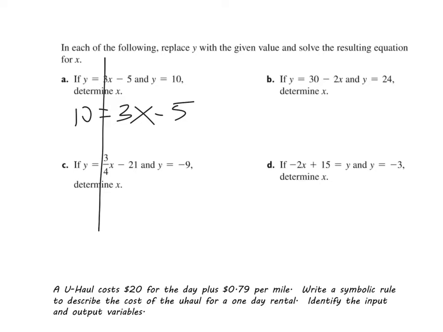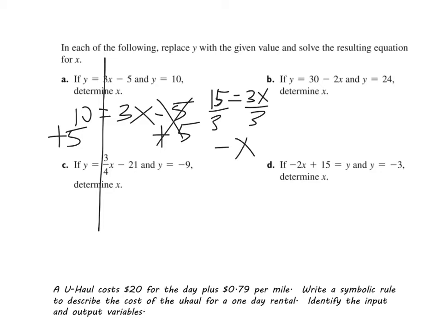So I'm going to start off by canceling out my -5 by adding 5 to both sides. 10 and 5 are like terms, so I can combine those to get 15. 15 is equal to 3x, and I'm going to undo 3x by dividing both sides by 3, and so x is going to be 5. Go ahead and do B, C, and D. You're going to pause this, and I am going to go over these with you in just a moment. Pause it, and then try these, and then come back.